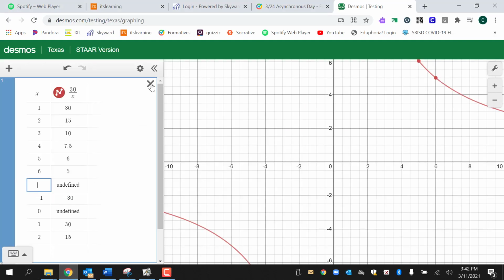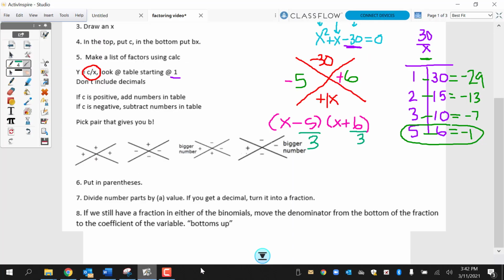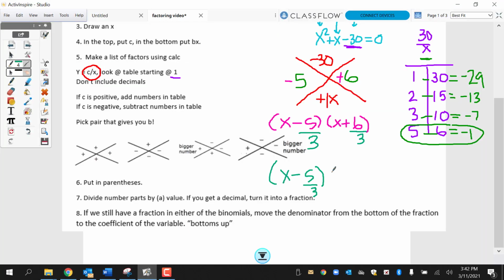So x out of this. 5 divided by 3 is 1.66666. I'm going to turn that into a fraction. I get that fraction. Great. So I'm going to write that x minus this fraction. Great. I still have to divide 6 divided by 3. 6 divided by 3 is 2. So then this is x. And now this has turned into a plus 2.